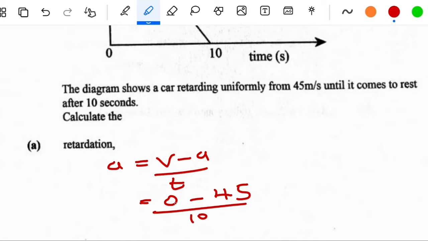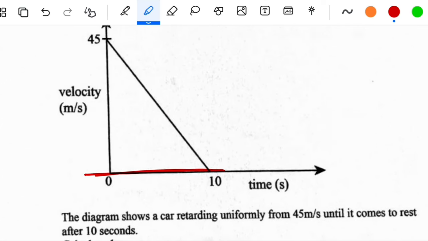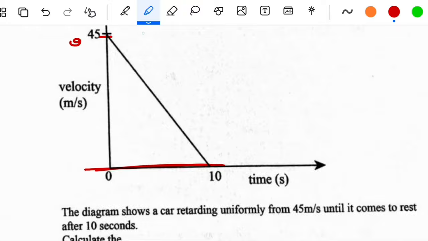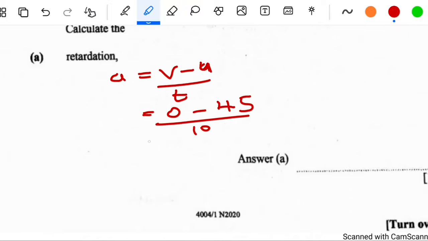V is the final velocity here where the car has stopped. Then our u here is the initial velocity, which is 45. So we are going to get our answer as negative 4.5, which is a deceleration or retardation of 4.5 meters per second squared.